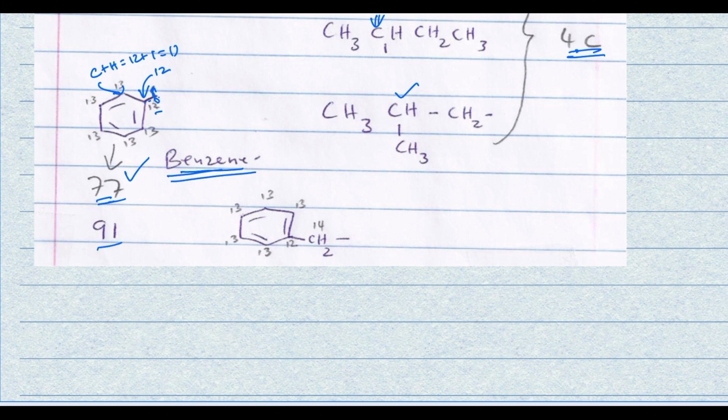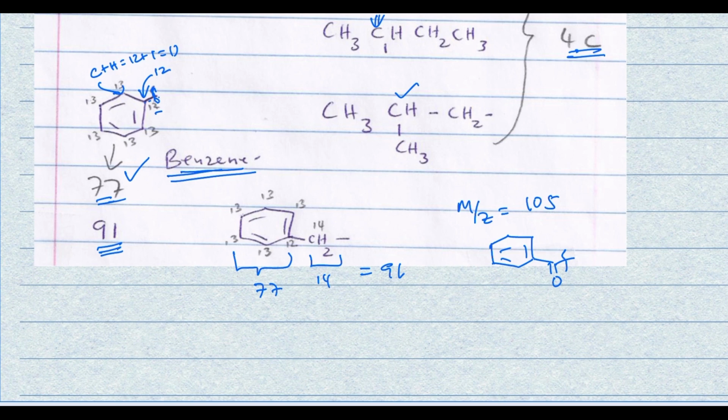An M/Z value of 91 will mean that you have 77, which we know is a benzene ring, plus 14 for CH2, and that gives you 91. Another important one, M/Z equals 105, and that's basically a benzene ring plus a carbonyl connected to something else. The carbon here has a mass of 12, oxygen has a mass of 16, then plus 77.